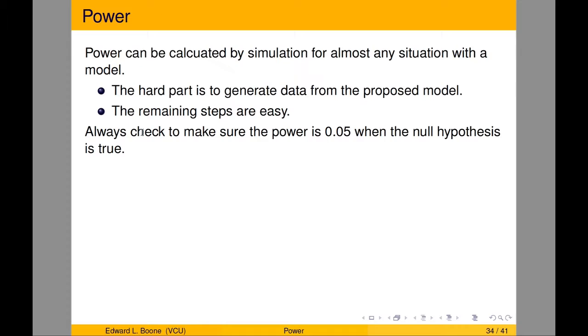All right, so notice I said power can be calculated by simulation for almost any situation with a model. If you don't have a model, it becomes more difficult. The hard part is generating the data from the proposed model. The remaining steps are pretty straightforward because most of the analyses are canned already in R, and you can just rely on them. As long as you can extract a p-value out for the thing you're looking for, bingo, you've got it. Okay, and again, always make sure the power equals your significance level when the null hypothesis is true. Otherwise, bad things will happen.